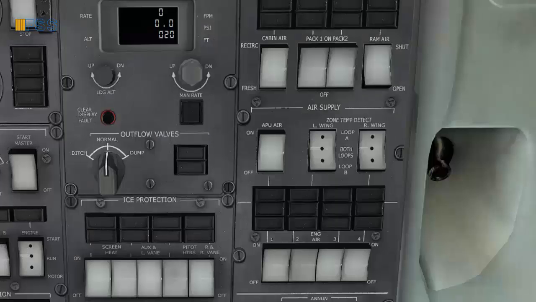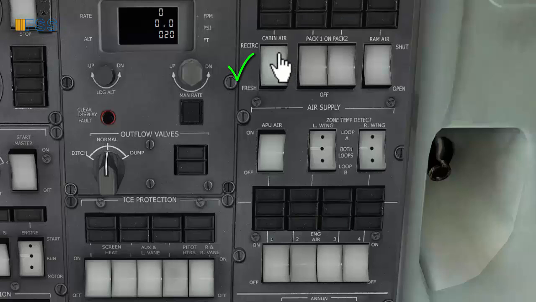When the takeoff or go-around performance does not require engine air off, we can select the 4 engines air on with cabin air selected to recirculation mode to decrease the load on the engines. And this completes the air supply system overview.